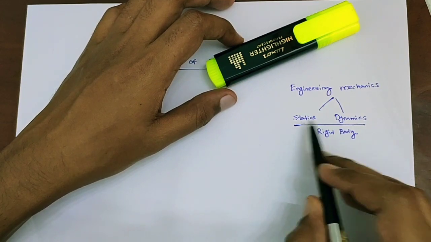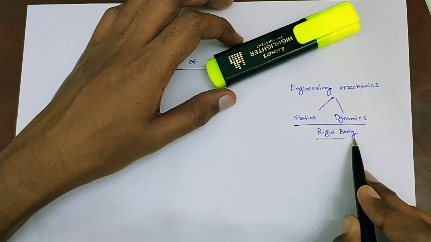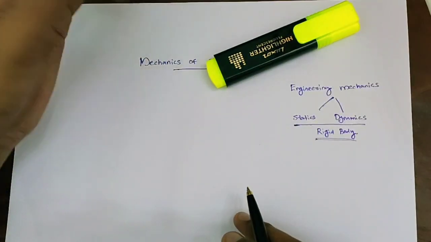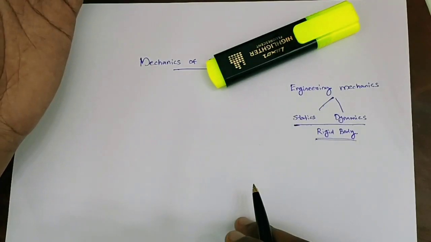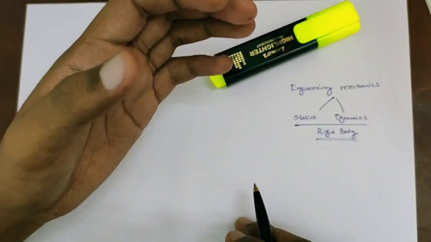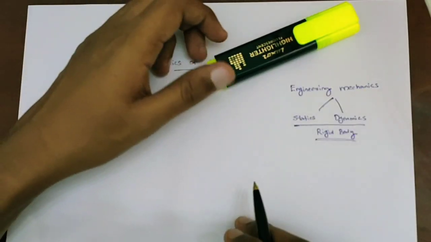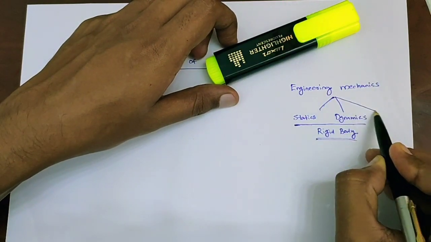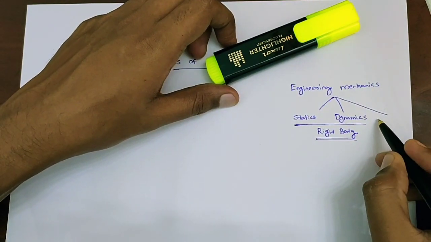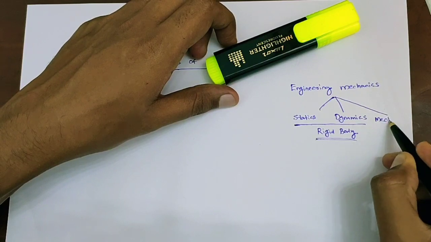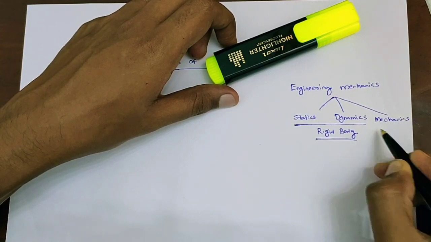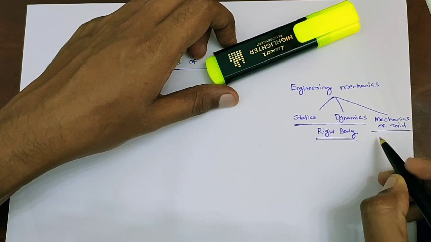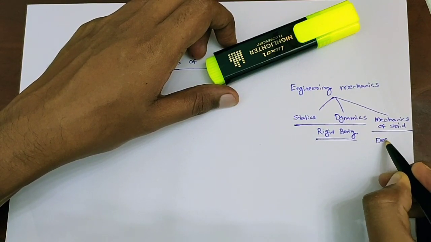So in statics and dynamics, we deal with rigid bodies, or we assume that all bodies in this nature are rigid bodies. Then we derive the relationship of force and different external effects on the body. And in applied mechanics or engineering mechanics, there is one more branch that is called mechanics of solids. And in mechanics of solids, we deal with the deformable body.